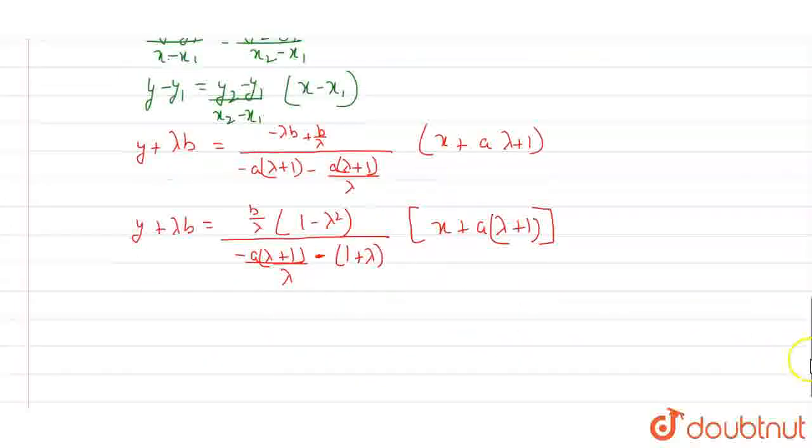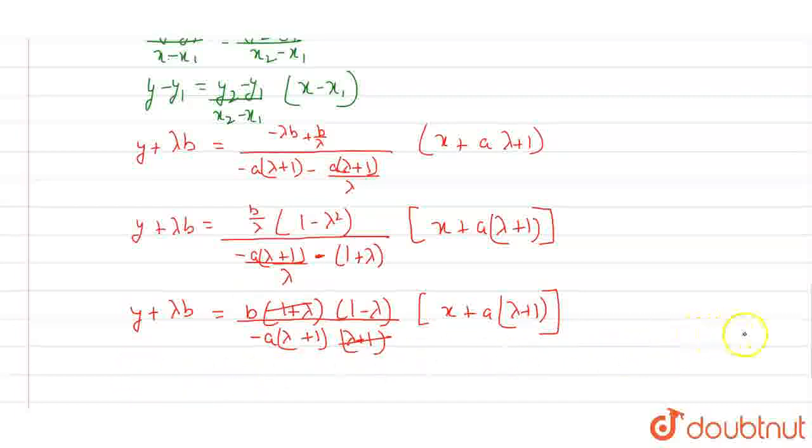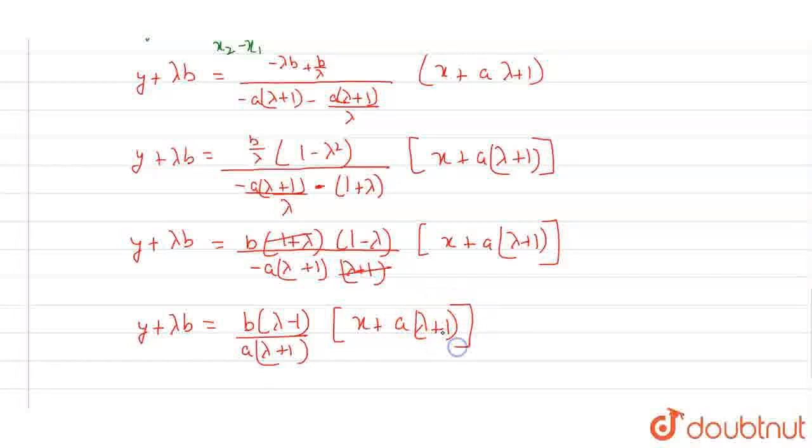Now in the next line we will again resolve this equation into a simpler form: y plus lambda b equals b times 1 plus lambda times 1 minus lambda, divided by minus a lambda plus 1 and lambda plus 1, and here x can be written as x plus a lambda plus 1. Here we can cancel out numerator and denominator terms. Further we can write this equation as y plus lambda b equals b lambda minus 1 over a lambda plus 1, again x plus a lambda plus 1, right?